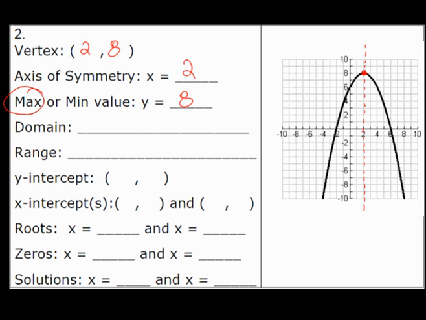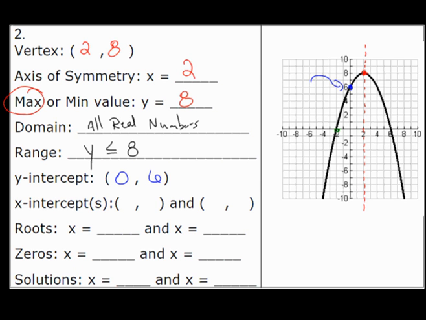My domain is going to be the same as it was in our last one. It is going to be all real numbers. Now my range in this case is going to be y less than or equal to, this time, since it is going down. It's everything below this value. It's below the value of my maximum, which is 8. So y is less than or equal to 8. I now go and locate my y-intercept. My y-intercept is this point right here. My y-intercept is located at 0, 6.